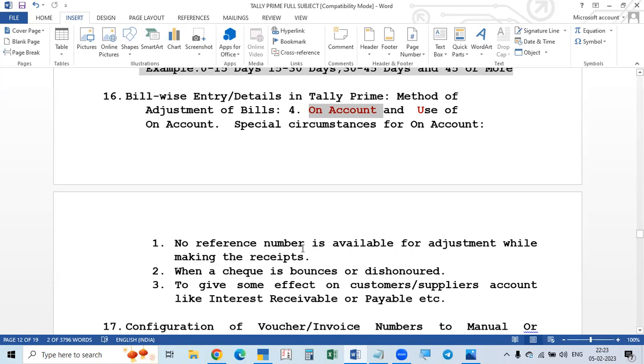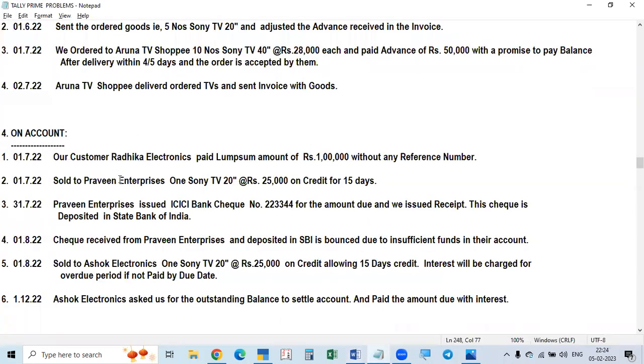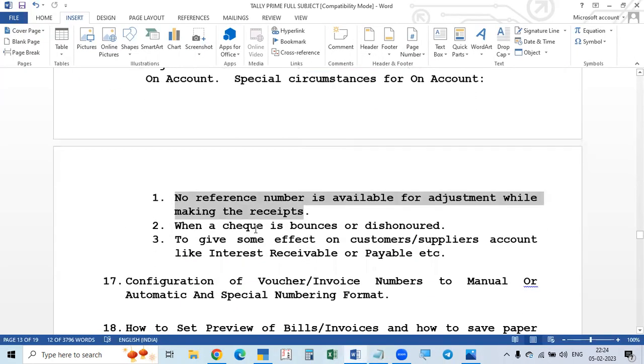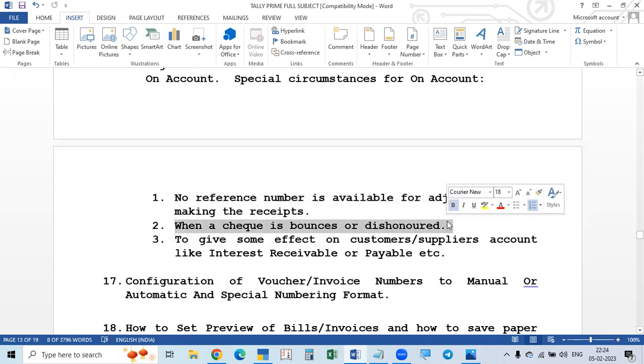Okay, we know two reasons. So if any of the reasons applies and it is not showing, what do we have to do? Bill-wise details are not generated, so we have to take on account only. That is the first one. Next, the second reason, second circumstance, is where a check is bounced or dishonored. When the check is bounced or dishonored, then we have to use on account.